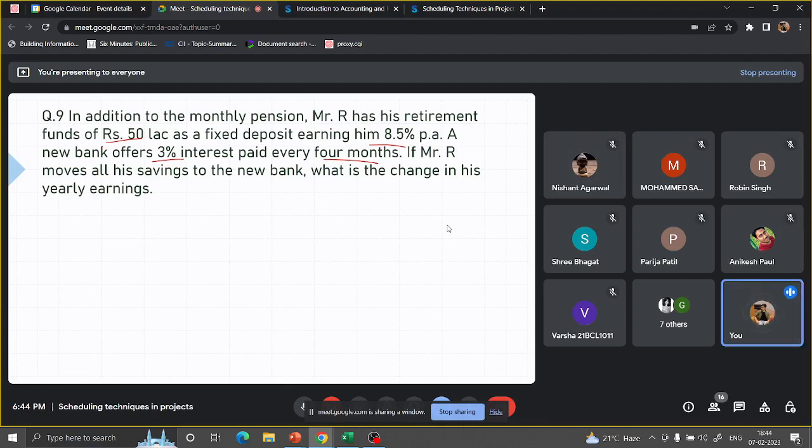So, what do you think? Will his earnings increase or decrease, just looking at the values? Definitely, it will increase. It will go from 8.5 to 9. Okay, 8.5 to 9 percent. 9 or more than 9? 3 times 3, 9, sir. Okay, anybody who can challenge him that it should be more than 9 or less than 9?